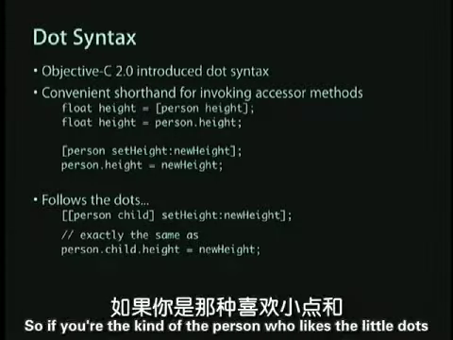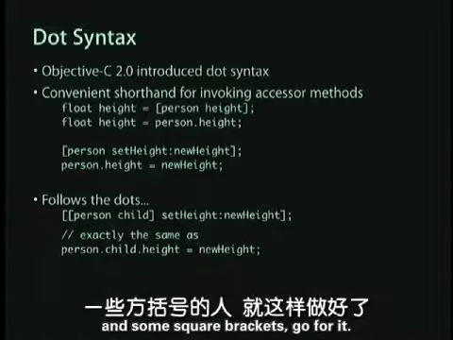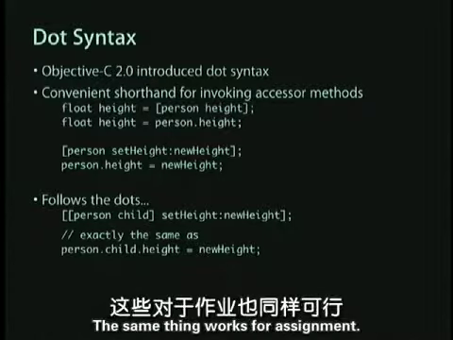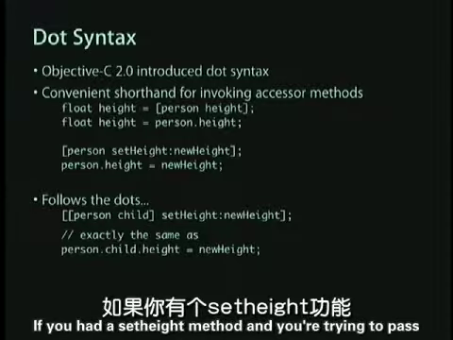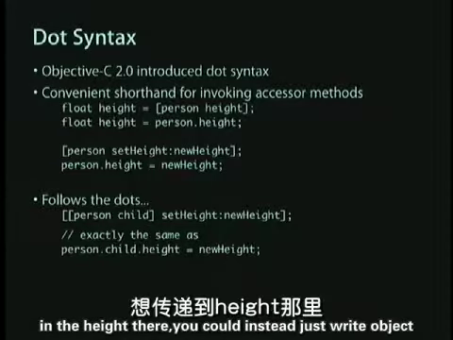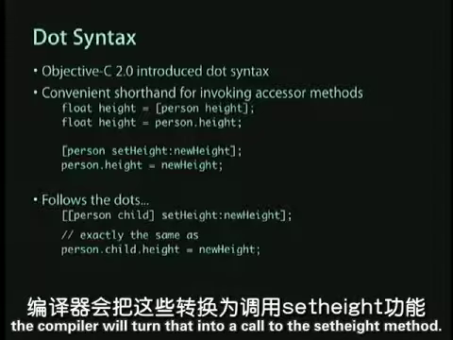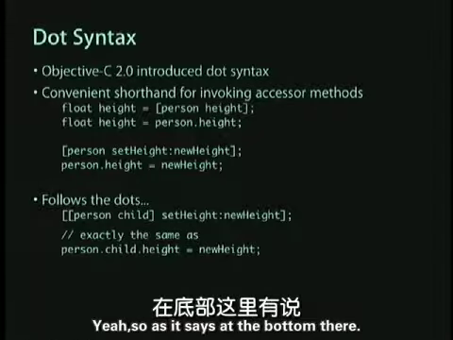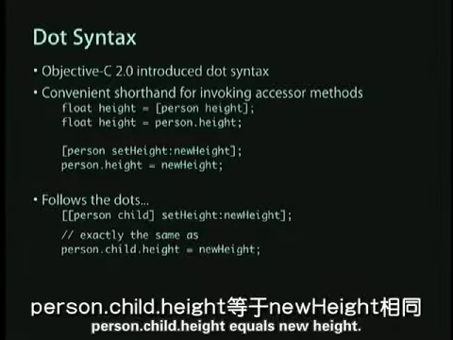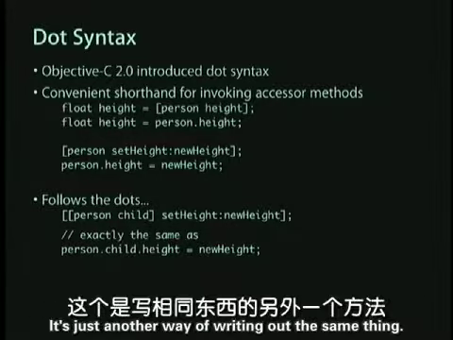So if you're a person that likes to write little dots instead of square brackets, go for it. The same thing works for assignment. If you had a setHeight method and you were trying to pass in a height there, you could instead just write instance.height equals new height, and the compiler will turn that into a call to the setHeight method. As it says at the bottom there, person child setHeight is the same as person.child.height equals new height. It's just another way of writing out the same thing.